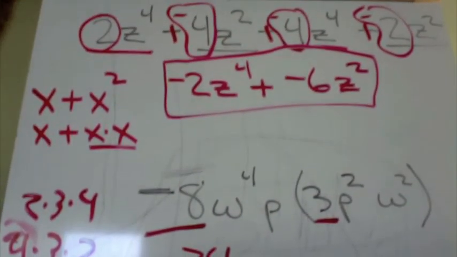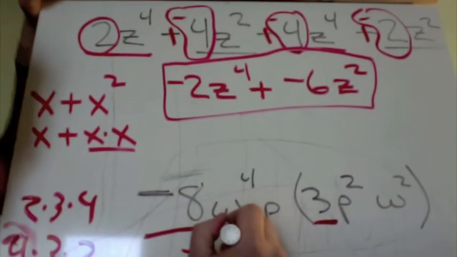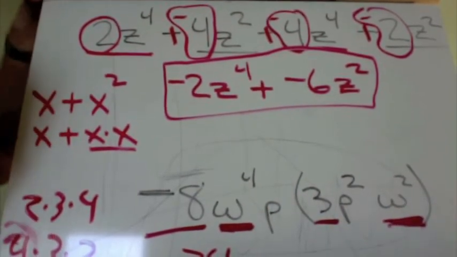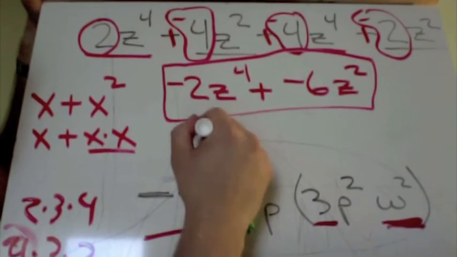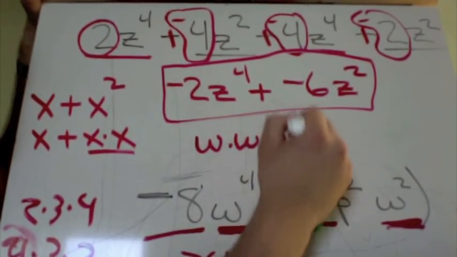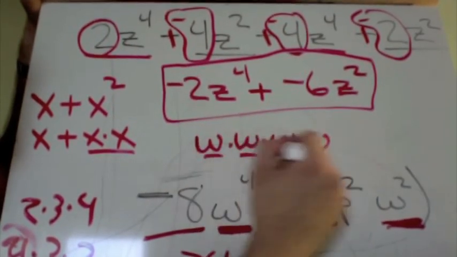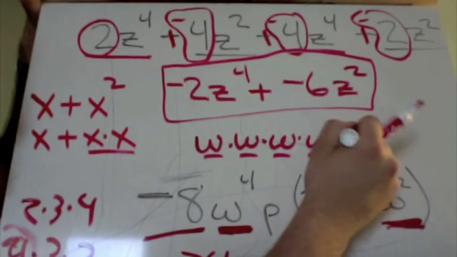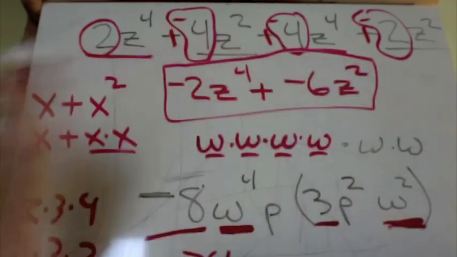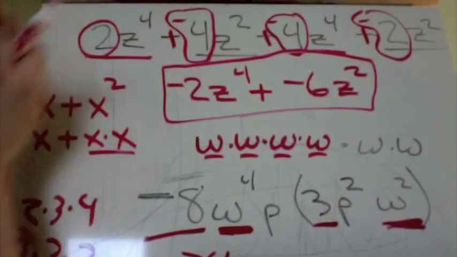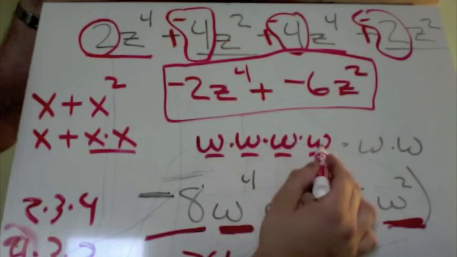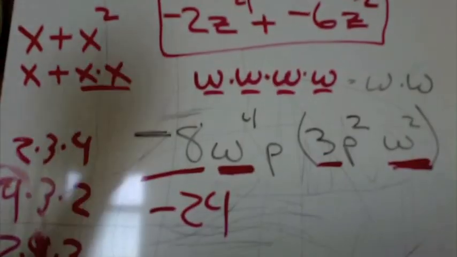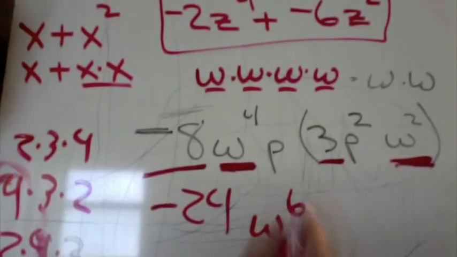Now we're going to count how many w's we have. Here we've got 4 of them, and here we're multiplying another 2 in. Essentially, we've got w times w times w times w. There's 4 of them: 1, 2, 3, 4. And we're multiplying that by w times w. So really, how many w's do we have? We've got 1, 2, 3, 4, 5, 6. If we remember how exponents work, this is saying we've got w to the 6th power.